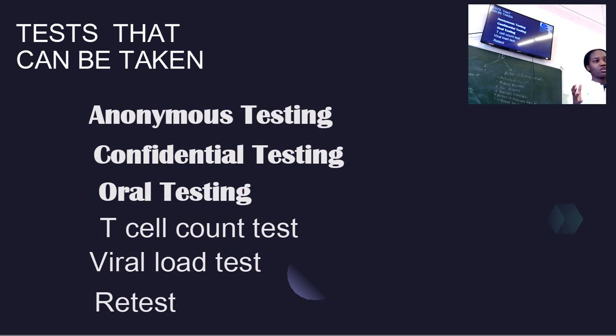And why the T cell count test? Because we already mentioned that the T helpers are the main target for the HIV virus. Therefore, by counting the T cells in our blood, the T cell count test allows us to see whether the blood has HIV virus or not. And then we have the viral load test and retest.